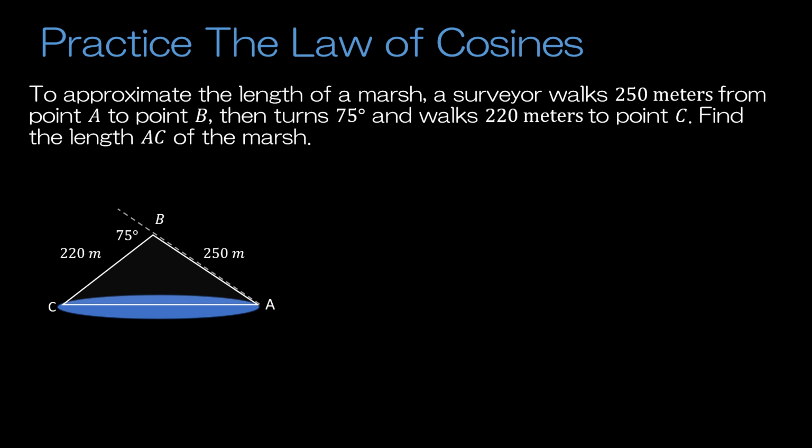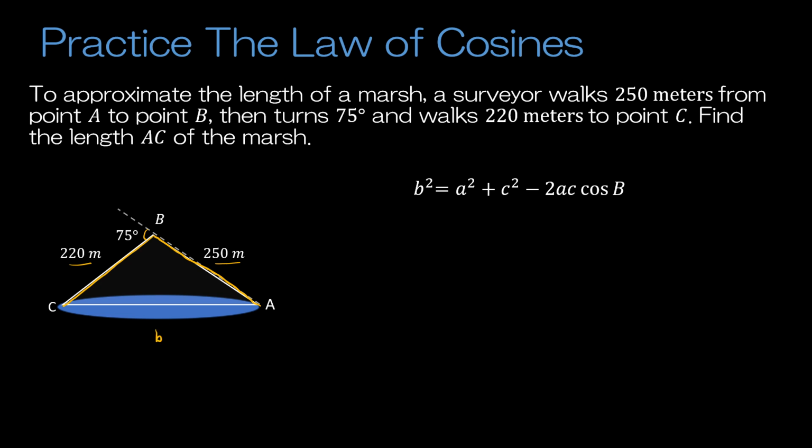So we walk 250 meters up to point B, turn 75 degrees, walk 220 meters to point C, and now we're going to try to find the length of the marsh based on the distances that we've walked. So we're looking for that third side. And because I'm looking for the third side, this is the format that I'm going to use. I'm going to use b squared, which is the side that I'm trying to find, is b.